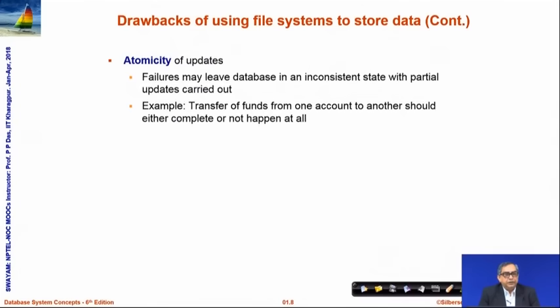Then there are issues of atomicity of update. What atomicity means is the ability to do certain operations as a single unit. What you want is that either the operation happens, and if it happens, then it happens in full, in totality, or otherwise it does not happen at all. For example, consider funds being transferred from one account to another. The account from which the funds are being transferred needs to be debited a certain amount, and that same amount has to get credited to the account to which it is being paid.